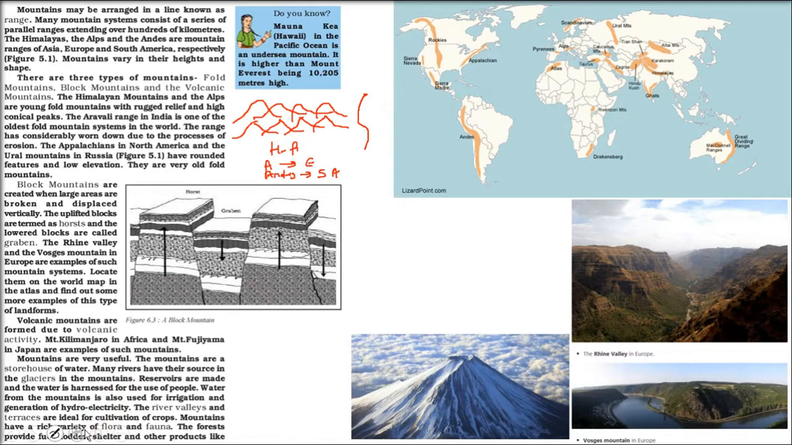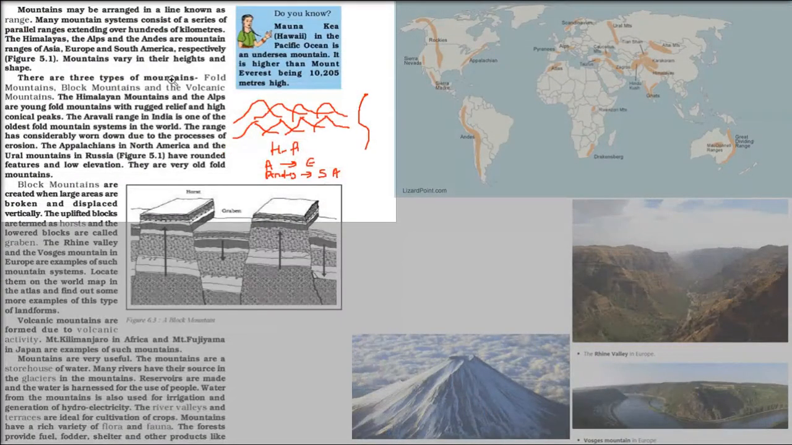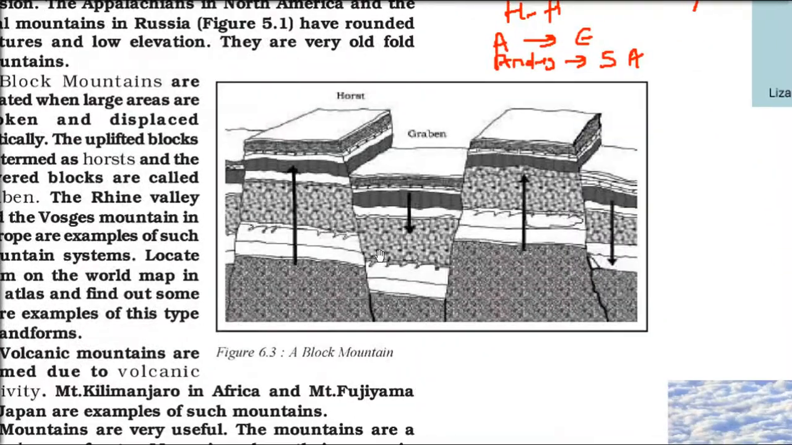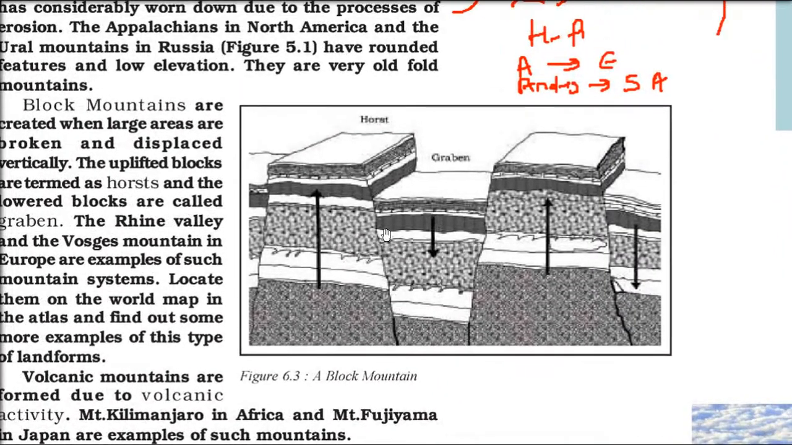Because they also have types. There are three types of mountains. First is fold mountains, second is block mountains, third is volcanic mountains. Right? Fold mountains, block mountains, and volcanic mountains. So what is a block mountain?